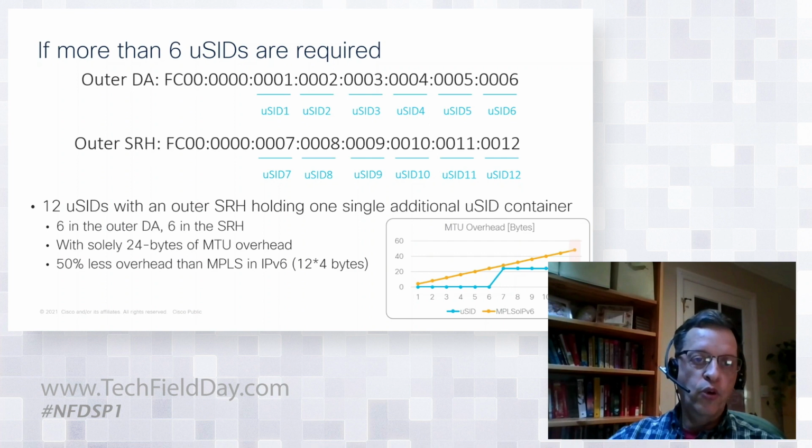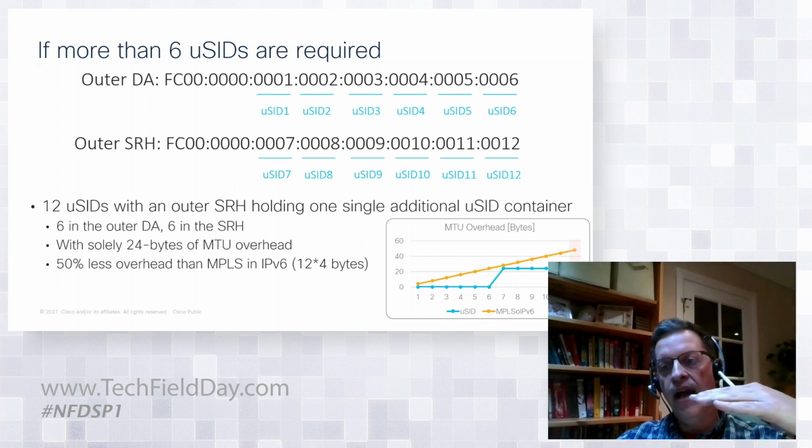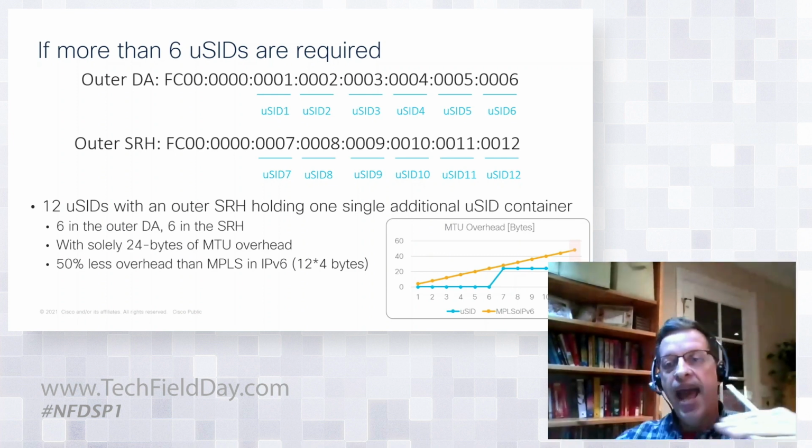What that is going to produce is going to give you the ability to express 12 microSIDs with very minimal overhead: one outer destination address, and one SRH with only one IPv6 prefix, for only 24 bytes of MTU overhead. And if you look at the curve, the blue line represents the overhead of microSID. My overhead remains pretty constant when I'm moving from 6 to 7 to 12.